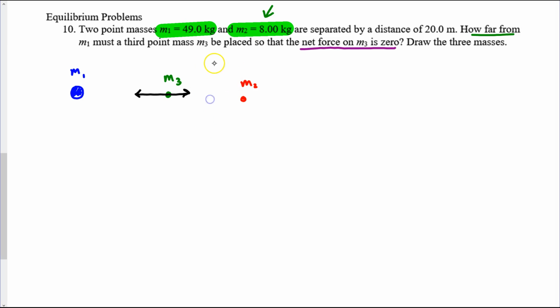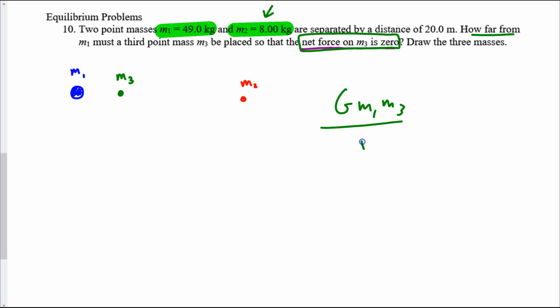Wait, why do we want the forces to be equal? Oh yeah, we want the net force to be 0, so those values have to cancel each other out. And right now, this is bigger. Where do I have to put m3 to make the two forces cancel out? Should I go closer? No! If you decrease the distance, you decrease the denominator and you'll have an even bigger force. So we need to go farther away from the big mass and closer to the little guy.